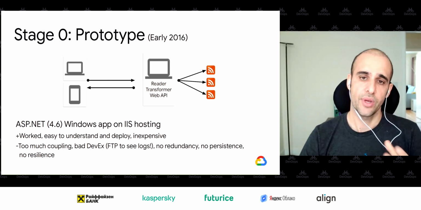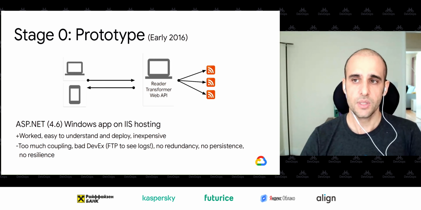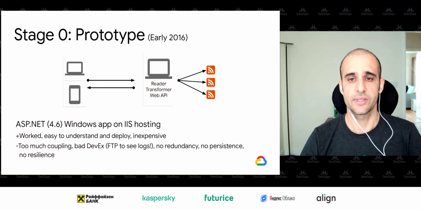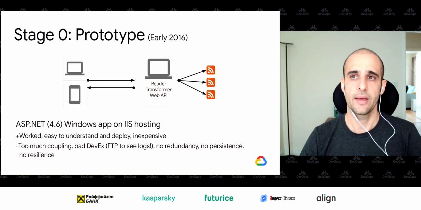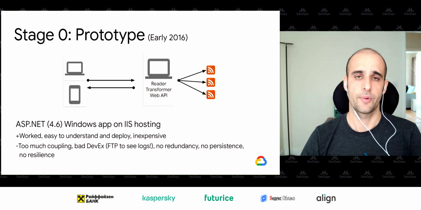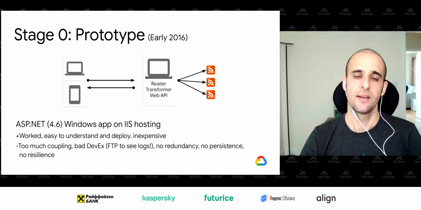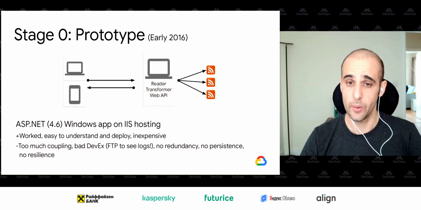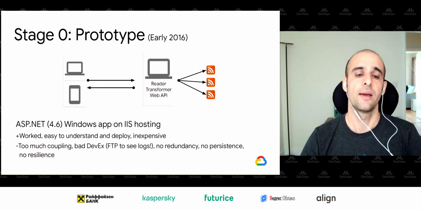But at the same time, we had problems early on. For example, we already had too much coupling between our services. The reader, transformer, and web API, even though they were separate services, were bundled together. You could see this in the code as well, where they had dependencies on each other. As we deployed them, again, we were deploying them all together. So all this bundling was already a problem at the beginning, and we knew it, but we just ignored it for the time being.